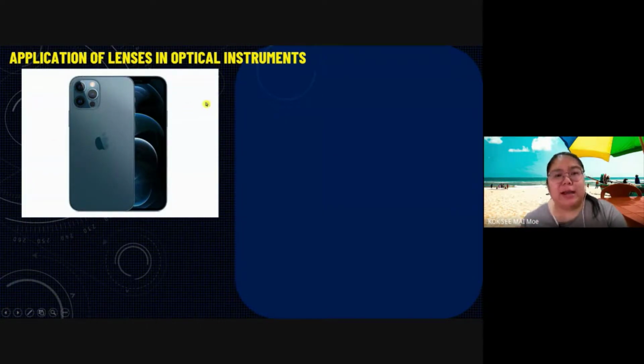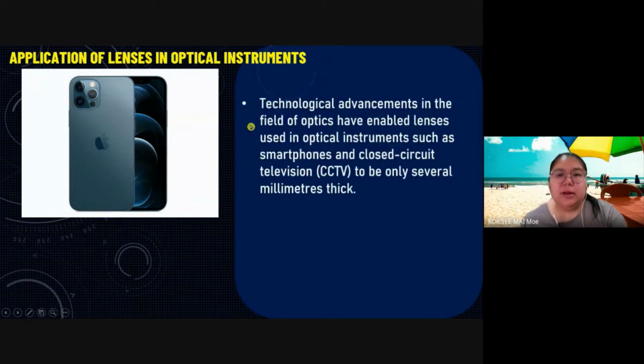Okay, applications of lenses in optical instruments. Technological advancement in the field of optics has enabled the lenses. This one, your handphone, uses an optical instrument such as a smartphone. Your smartphone can zoom and can go wider some more. And also the closed circuit TV, a CCTV, can be only several millimeters thick. Although they can observe so many things, they can zoom and make it go further, the thickness is very, very small.